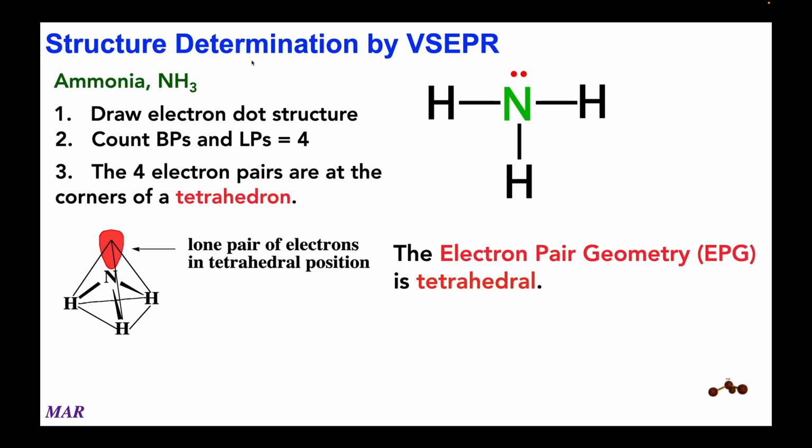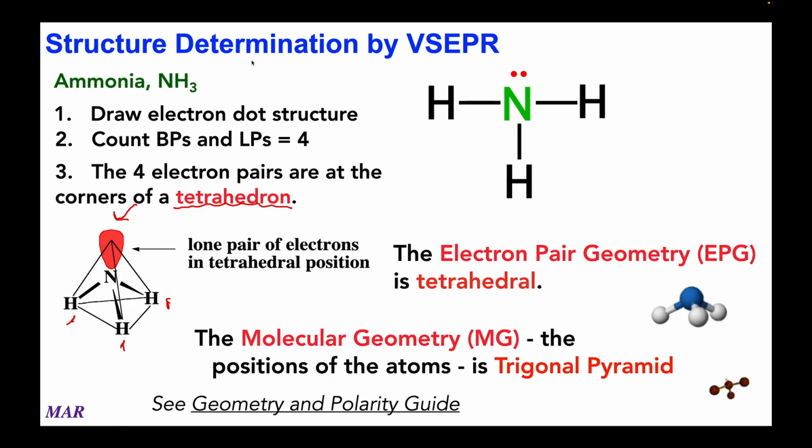So 4 pairs total means that that nitrogen is going to be in a tetrahedral geometry. One of the positions will be that lone pair, which is on top, and the other 3 positions will be hydrogens. So chemists would describe the electron pair geometry, the EPG, as tetrahedral. The H-N-H angles are all about 109 degrees.